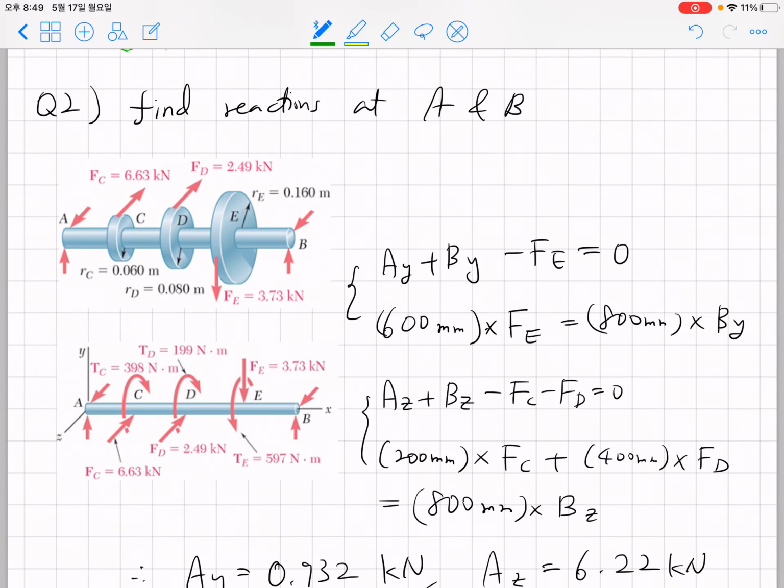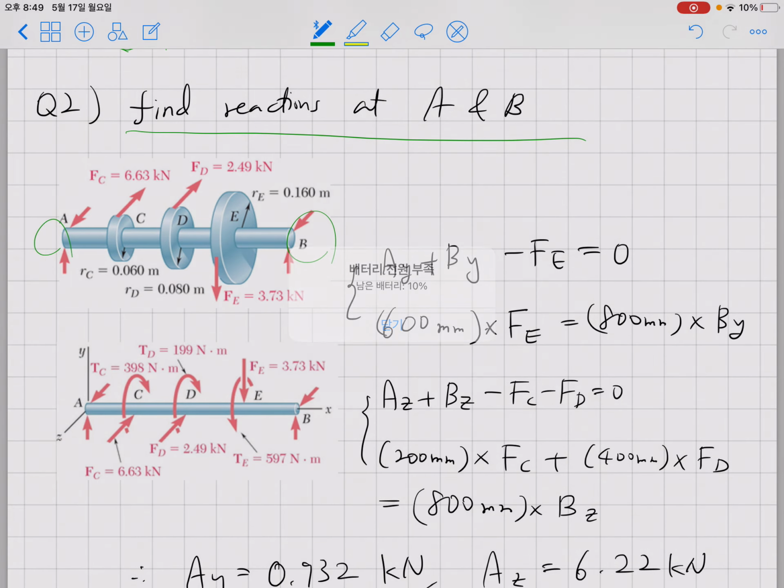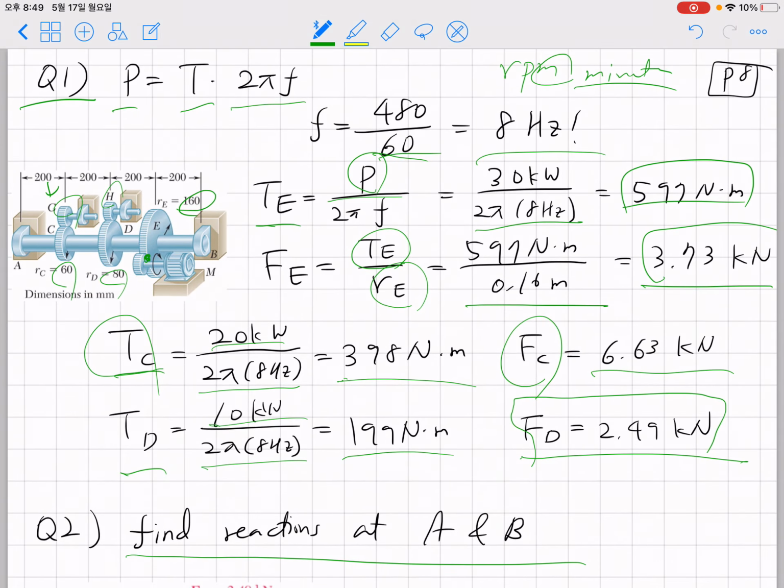Then the problem asks us to find the reactions at A and B. Because there is a torque balance, the overall torque must be 0, such that there is no angular acceleration and omega, the angular velocity, is constant. So you don't need to worry about the torque acting on A and B. However, there should be some force, in the vertical or horizontal direction, to balance the force due to the gears. There is a force here, there is a force here. So two forces act on the top part of the shaft, and one force is acting on the side part of the shaft system.